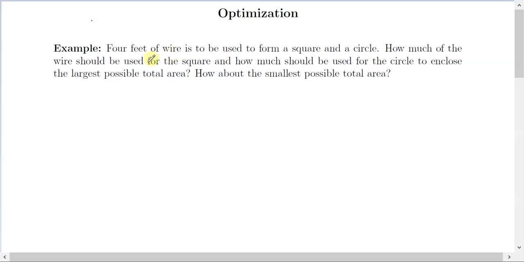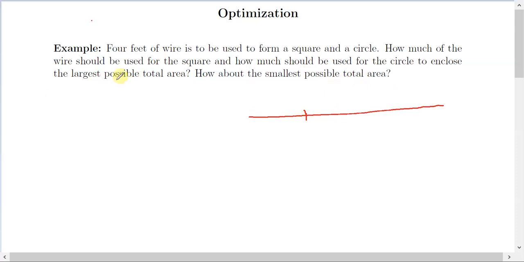In this problem, we've got a situation where we have a 4-foot piece of wire, and someone's going to cut that wire into 2 pieces. With one piece they're going to make a square, and with the other piece they're going to make a circle. We want to know how much wire to use for each piece if we want to maximize, that is, find the largest possible area by adding the 2 areas together of the square and the circle, or if we want the smallest possible area by adding the area of the square and the circle.